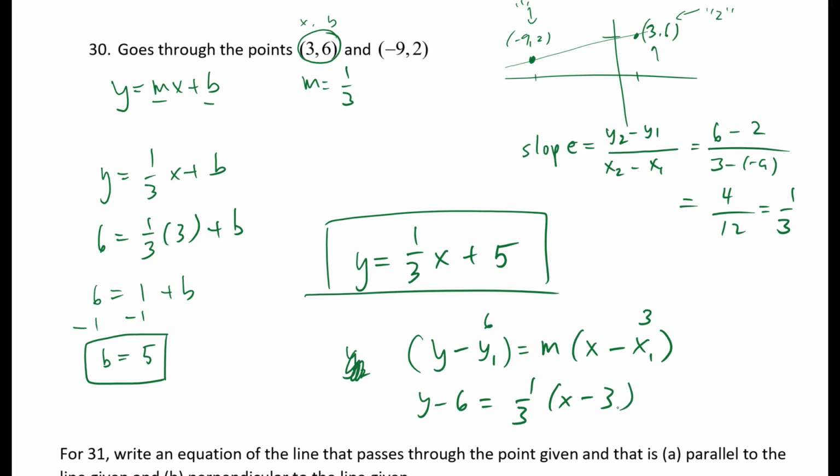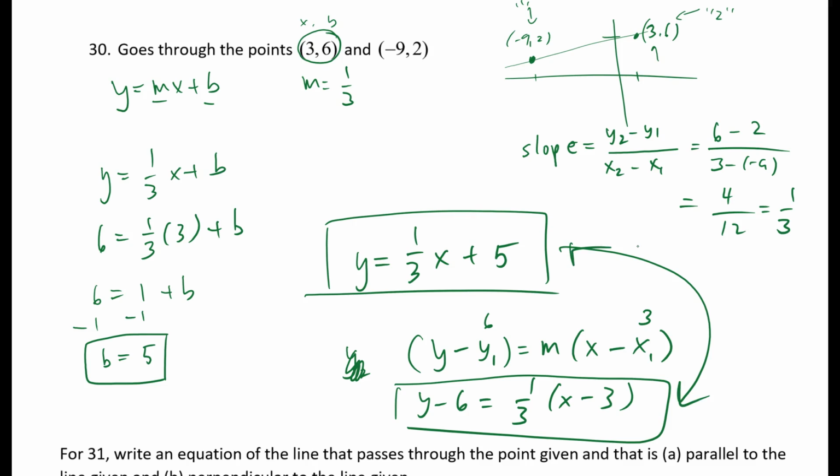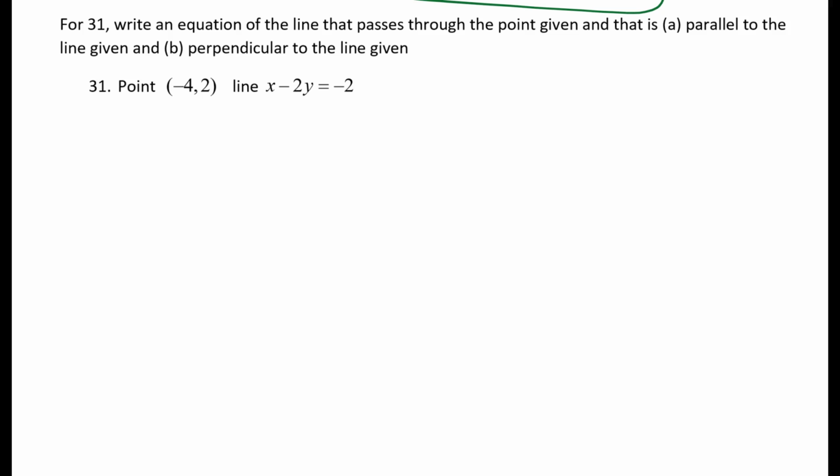That's what's on the answer key. And if you actually did some algebraic simplification, you'd see that those two are equal. So either way is fine. I find most algebra students like to gravitate toward this slope-intercept approach. One more on equations of lines.